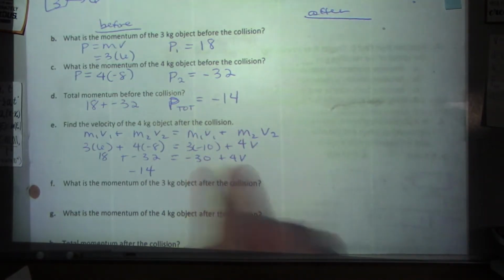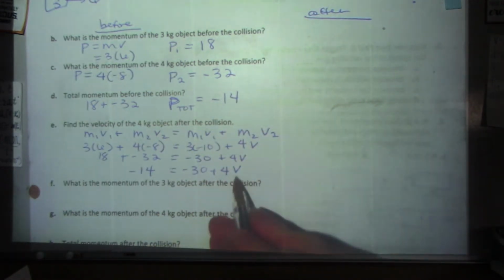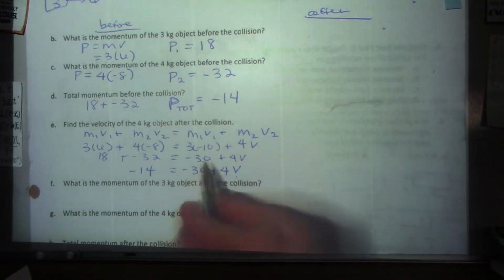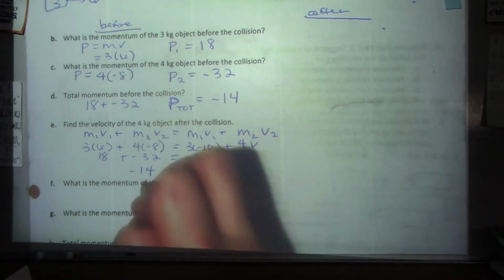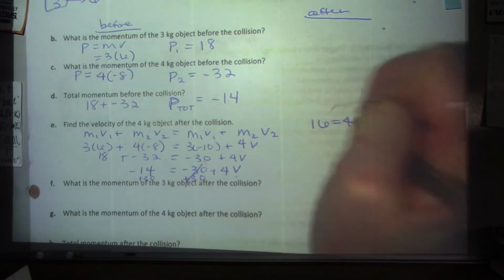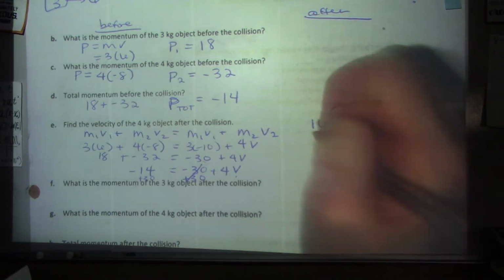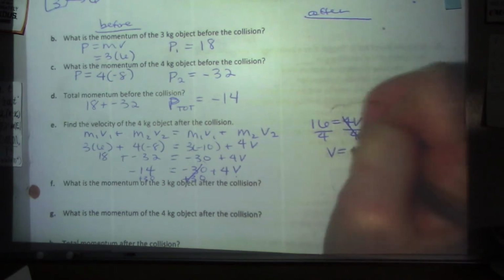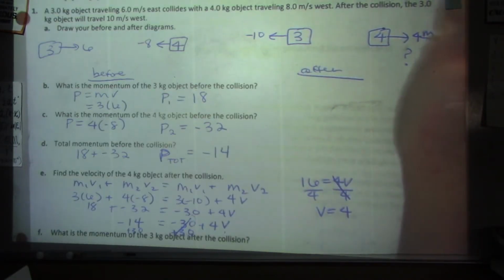Now you cannot combine these because they are not like terms, so I'm going to bring this down. Now trying to get v by itself, we want to move the negative 30 over. Opposite of minus 30 is to add 30, so that becomes positive 16 equals 4v. And then we divide by 4 to get v by itself. That gives me 4, and because it's positive, that means my velocity is to the right at 4 meters per second.